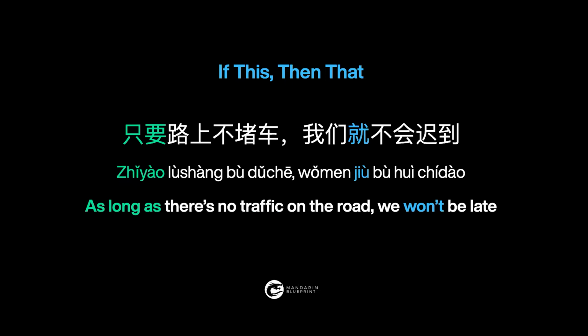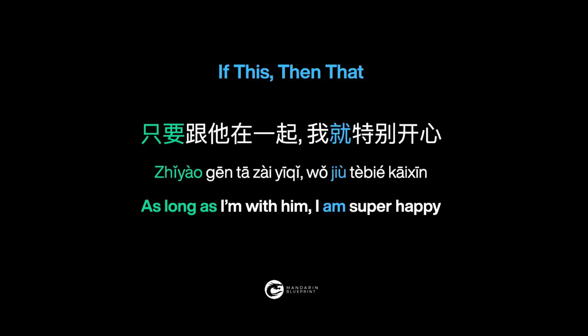Like people are like, I'm not sure about this, I'm not sure about that. And you just say, hey, as long as this condition is met, you don't need to worry. 只要路上不堵车，我们就不会迟到。As long as there's no traffic on the road, we won't be late. I mean, how often do we have to say that in life? We're looking at a time and we're like, oh, we got 20 minutes. Well, as long as there's no traffic, we won't be late. How about this one? 只要跟他在一起，我就特别开心。As long as I'm with him, I am super happy.